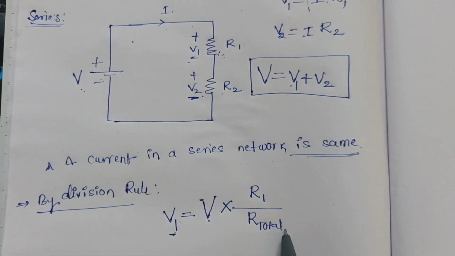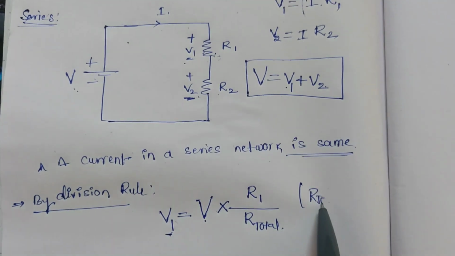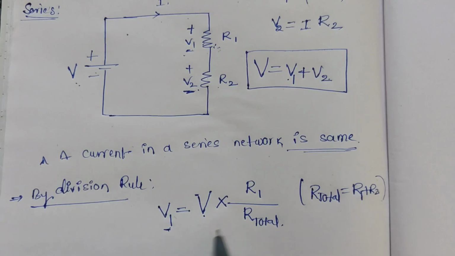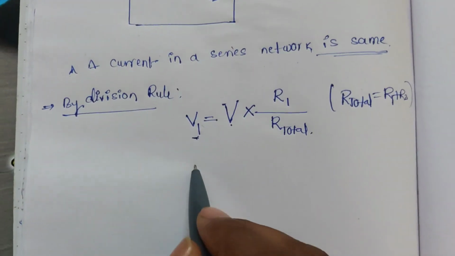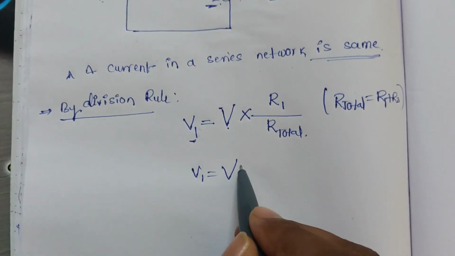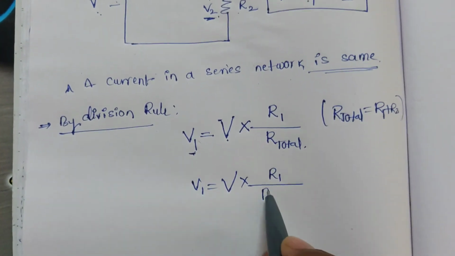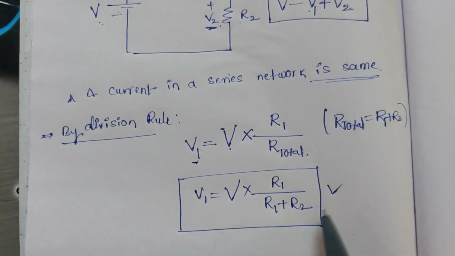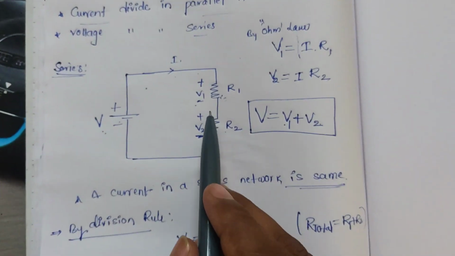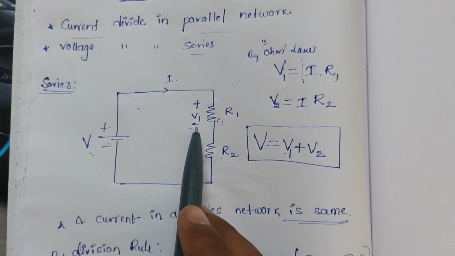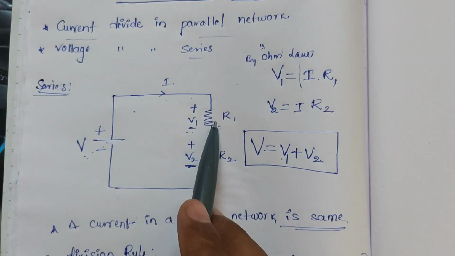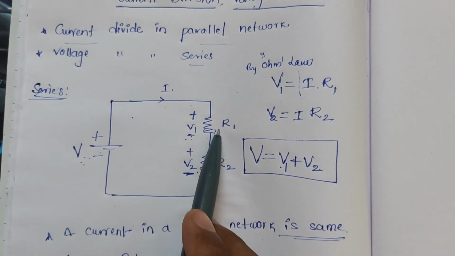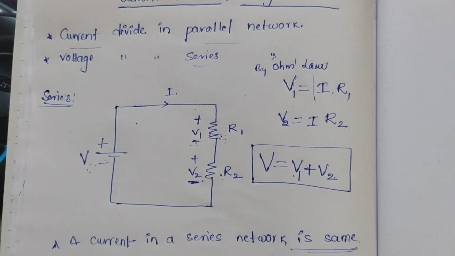What is R total here? R total is nothing but the total resistance, that is the sum of R1 plus R2, because it is a series combination. Now V1 can be written as source voltage V into R1 by R1 plus R2. This is the expression for voltage division. You can get the terminal voltage of R1, that is V1, in terms of the source voltage as well as resistors. V1 equals source voltage into the same resistance by total resistance.